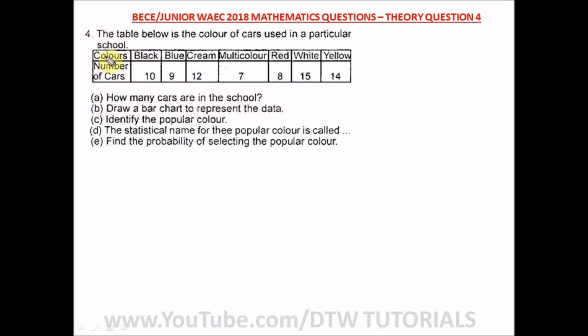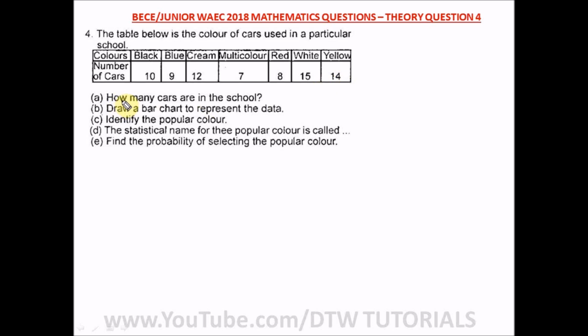Now look at our table. It says this is the color, and this is the number of cars. So black has how many cars? 10. Cars that are blue, we have 9. Cars that are cream, we have 12. Multicolored, we have 7. Red, we have 8. White cars, the number of white cars in the school are 15, and number of yellow cars we have 14.